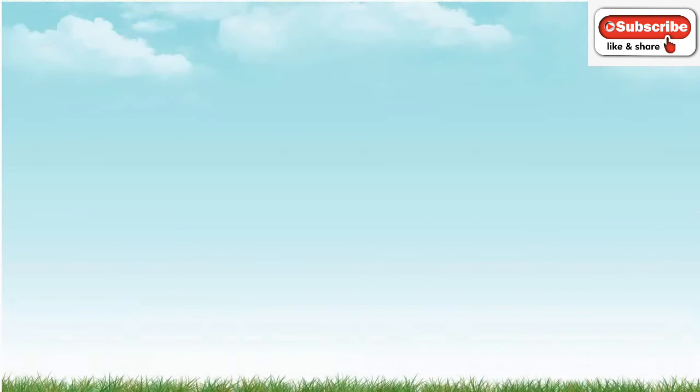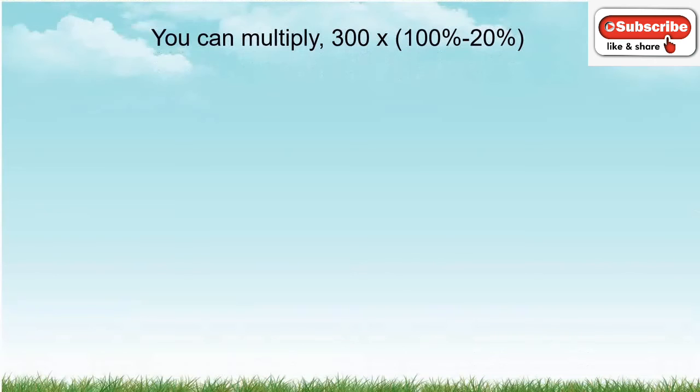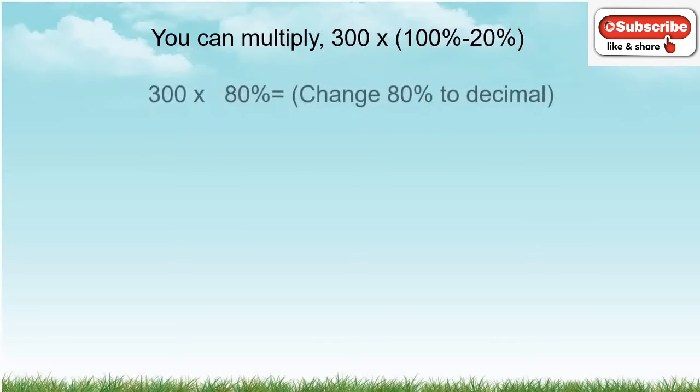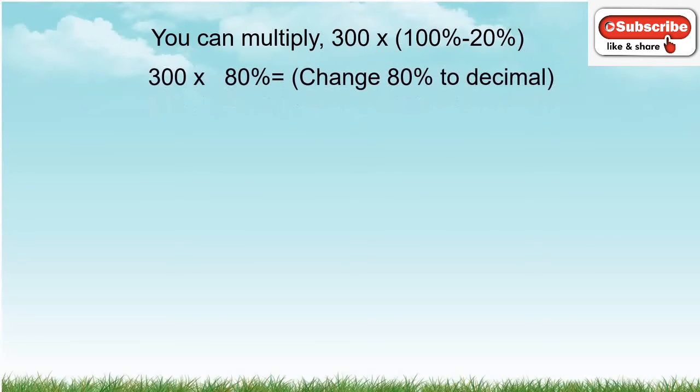Another way to solve the problem is you can multiply 300 times 100% minus 20%. Why 100% minus 20%? Because you are going to look for the rate that represents the number of kids attended the party. 300 times 80% equals, you are going to change first 80% to decimal by moving the decimal point twice going to left and put the decimal point. So 80% to decimal is 80 hundredths.